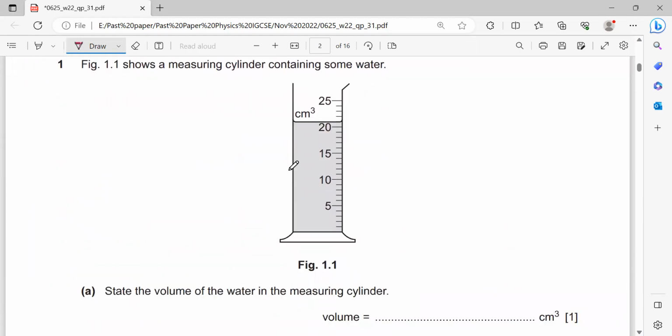Number 1. Figure 1.1 shows a measuring cylinder containing some water. State the volume of the water in the measuring cylinder. This one, of course, 21. Okay, 21 centimeters cubed.